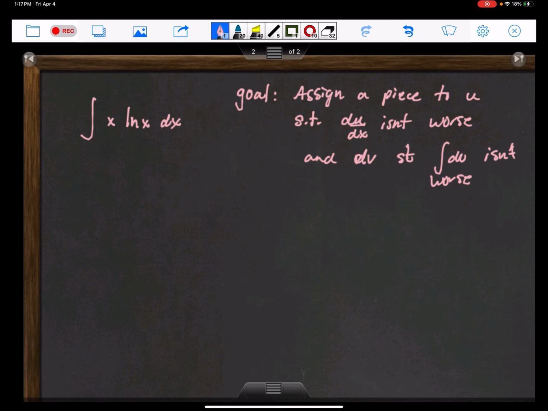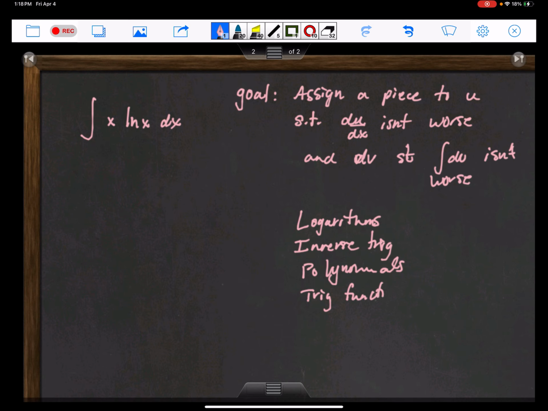So in general, if you have logarithms, so I'm going to write this in this order: logarithms, inverse trig, polynomials, trig functions, and lastly, exponentials. So the deal is that if any of the pairs of these appear, you're going to let u be the one that's on top and dv the one that's on bottom.